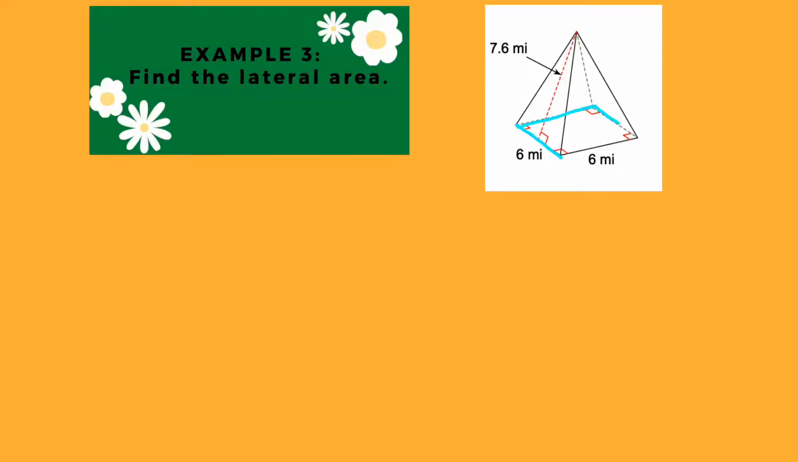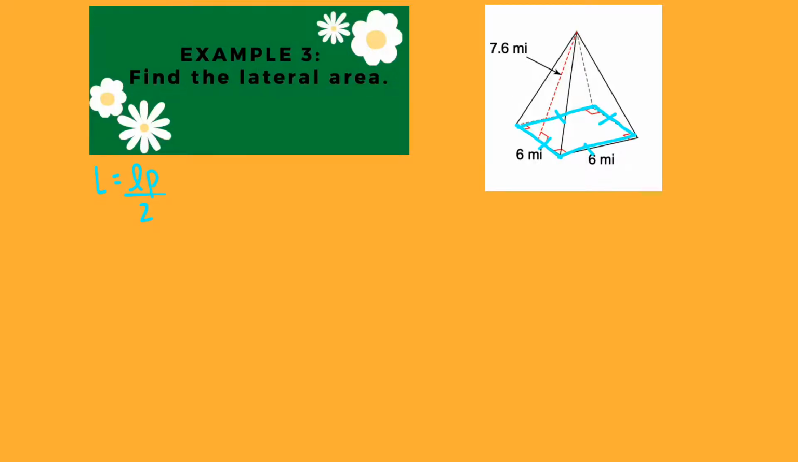And I tell you that 2 of the side lengths are 6. So that tells me that they are the same. All 4 are the same. So we have a square pyramid. Now all I'm asking for here is the lateral area. So L equals slant height times perimeter of the base divided by 2.